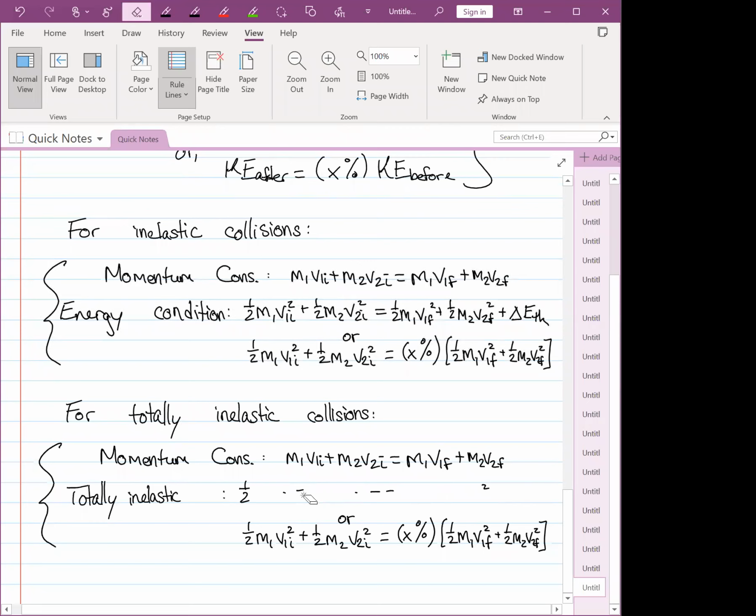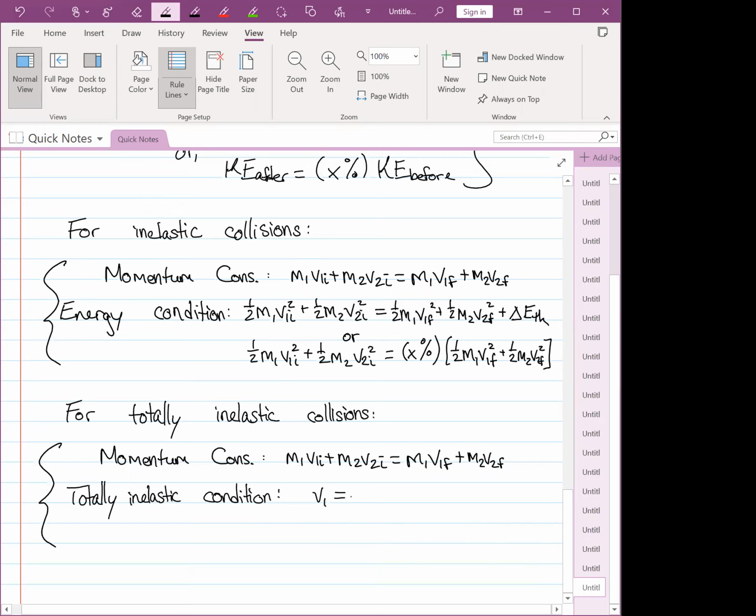Let me just erase all of this. And the totally inelastic condition is that the final speeds are the same, or the final velocities are the same, really. Which is just that V1F equals V2F.